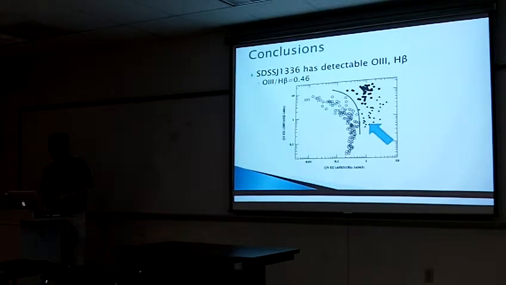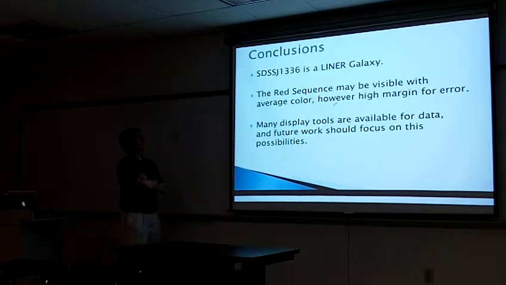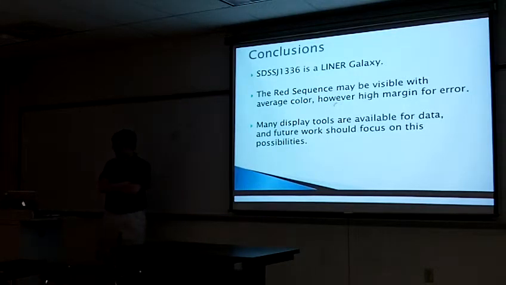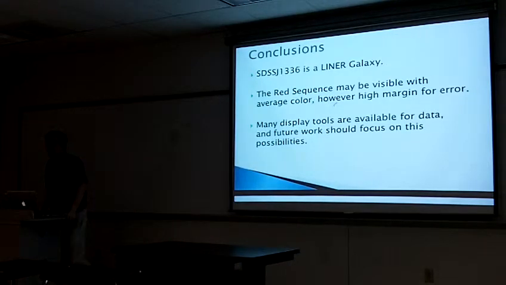So the final conclusion is that this is called a low ionization nuclear emitting region galaxy, a LINER. My previous studies with the red sequence may be visible with an average color for a cluster. However, there's still a large chance for error. And there are many different display tools for this that I should look into to continue my research in the future.